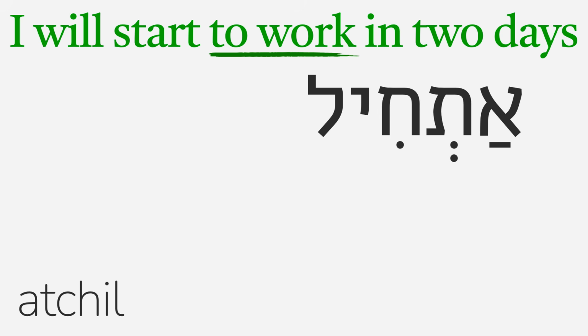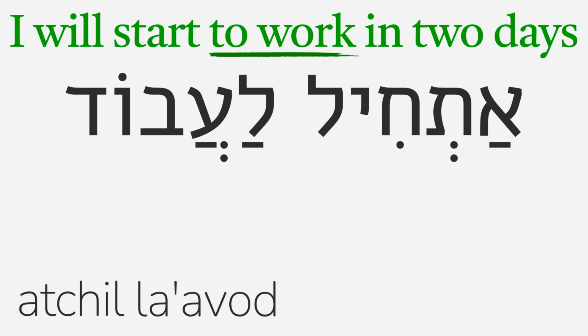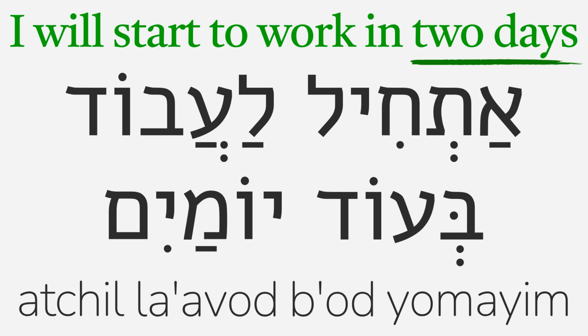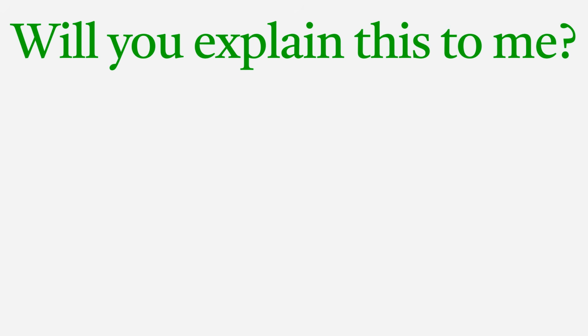To work is the kal infinitive la'avod. In, speaking about within a period of time, is ba'od, and 2 days is yomaim, with the dual aim ending that says that this is 2 days. Atchil la'avod ba'od yomaim. I will start to work in 2 days. Atchil la'avod ba'od yomaim. Let's say, will you explain this to me, where the you is masculine plural.